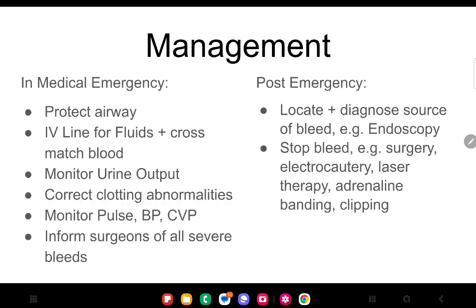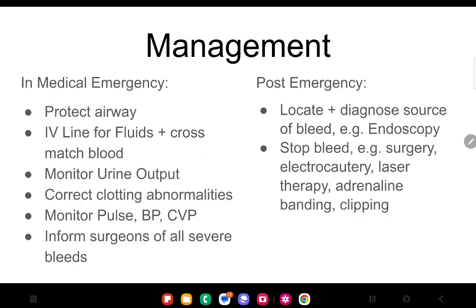You have to put the patient on a monitor, and put an indwelling catheter to monitor the urine output. You have to correct the clotting abnormalities. You have to monitor the pulse, blood pressure, and central venous pressure. You have to inform the surgeons of all severe bleeds which are endangering life.